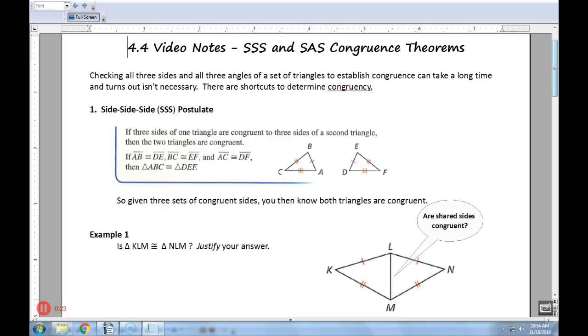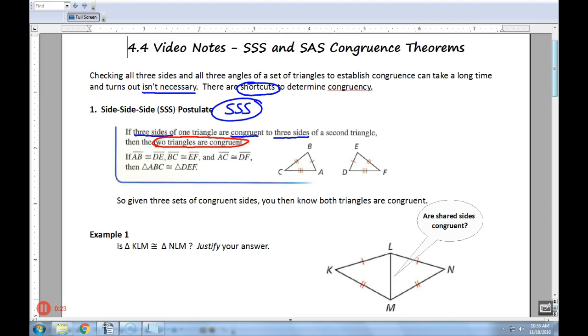Checking all 3 sides and all 3 angles to establish congruence can take a long time, and it turns out isn't necessary. There are shortcuts to determine congruency. The first shortcut you're going to learn is called the Side-Side-Side Postulate, and normally we just refer to that as SSS. Basically it's a conditional statement, an if-then statement: if 3 sides of one triangle are congruent to 3 sides of the other, then you can conclude the 2 triangles have to be congruent.